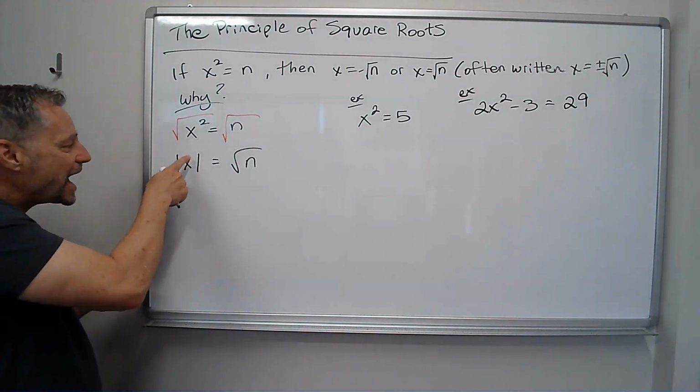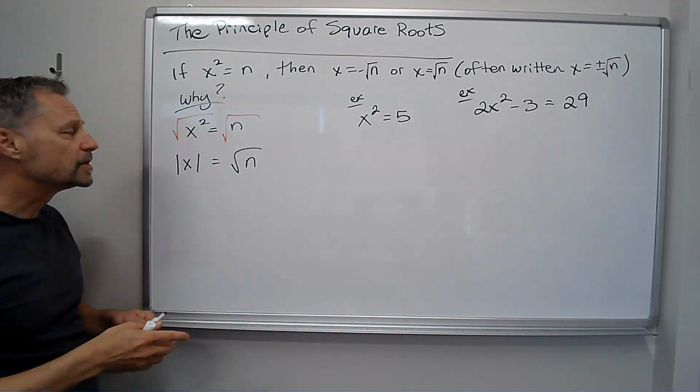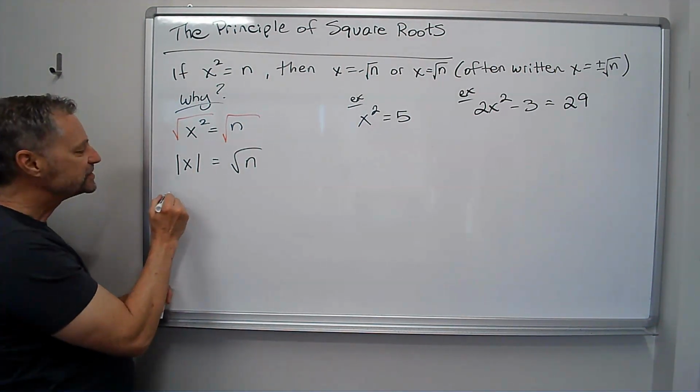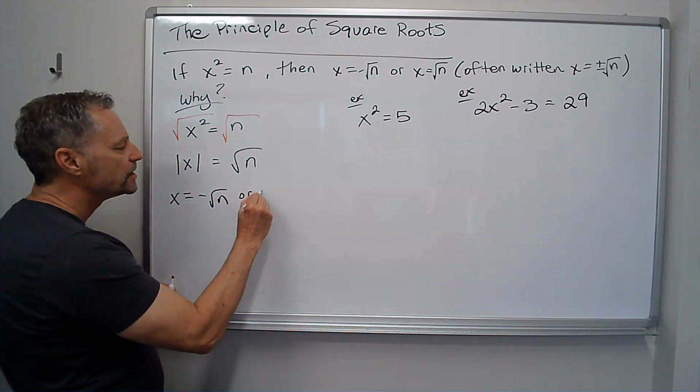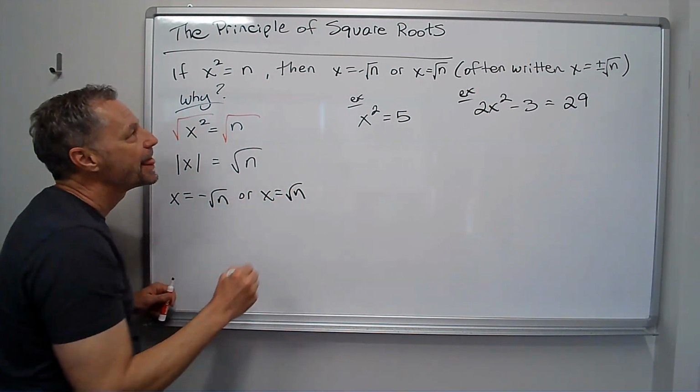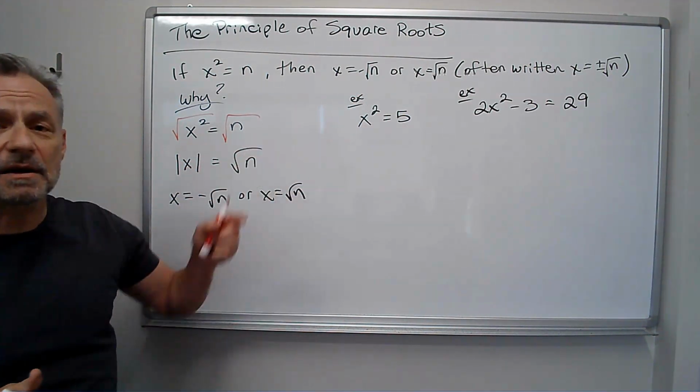Well, remember, I don't know if what was in here was positive or negative before it came out of the square root. So from this property, we'd say x is either negative root n or x is positive root n. And that's what the square root property says. And so it's really easy to apply. I've got a couple examples up there.